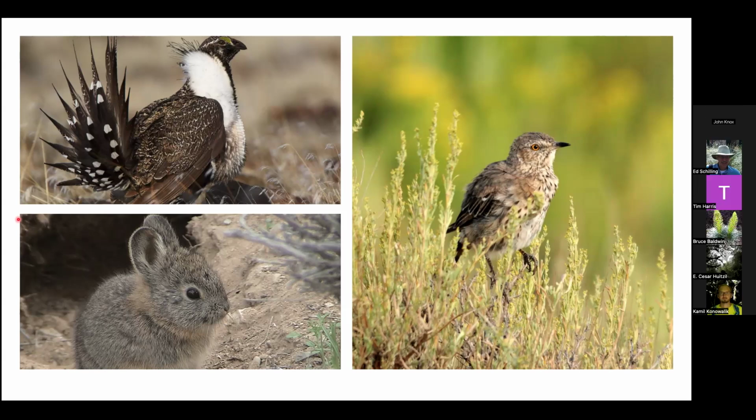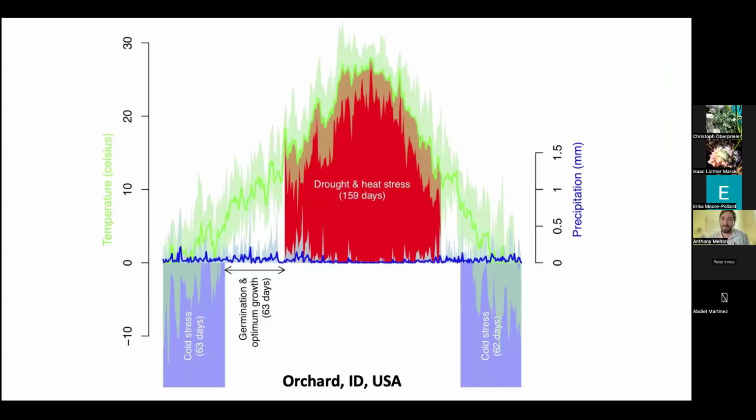So not only is the keystone species of this habitat imperiled, but of course, since it's a keystone species, loss of that habitat is going to have a big downstream effect on a bunch of other species as well.